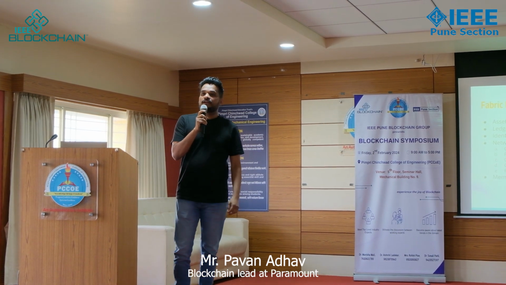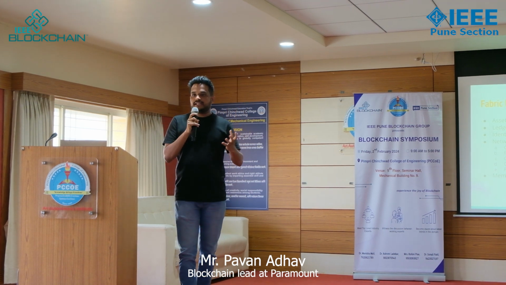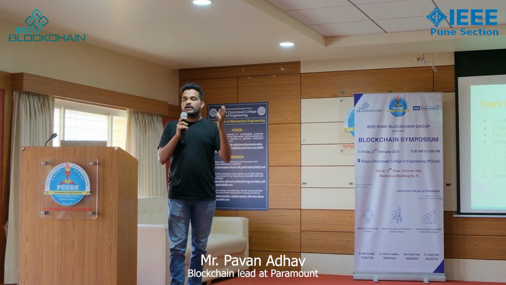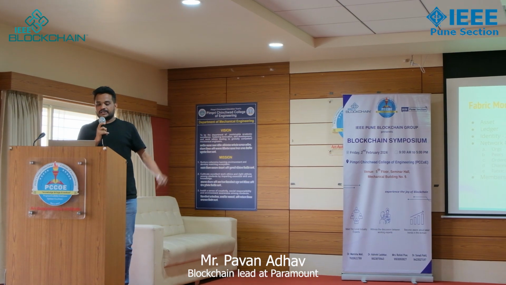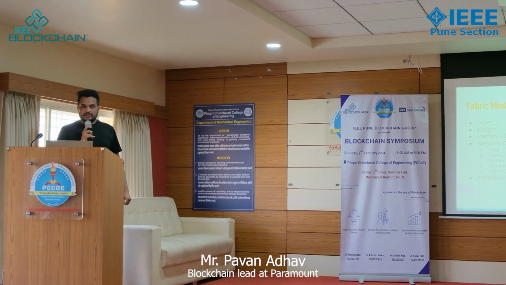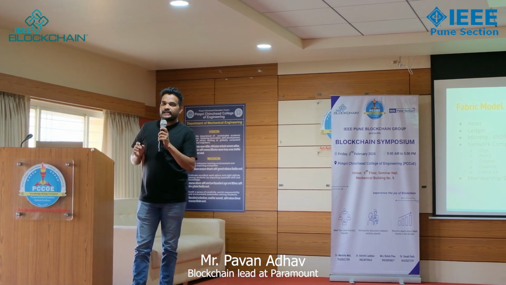Orderers are responsible for creating the block. When they get the transactions, they order them chronologically, form the block, and send the block to the appropriate peer participants in the network. Fabric certificate authority. Certificate authorities are responsible for distributing the certificates.